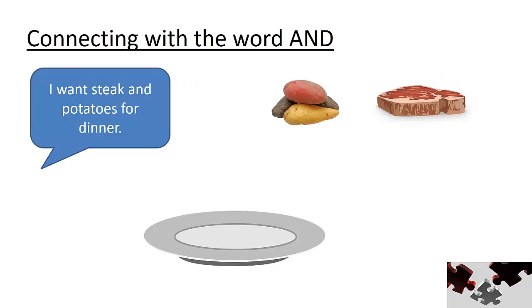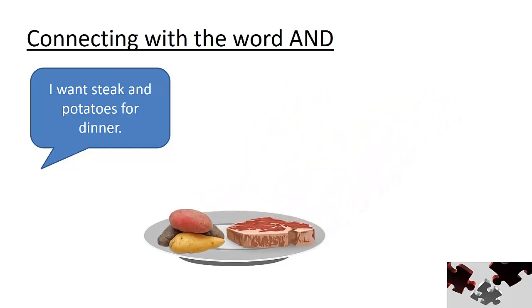What is your intuition when I say I want steak and potatoes for dinner? What food on my plate would make me happy? Well, I'm logically only going to be happy when I get both steak and potatoes on my plate, not just one or the other. So in essence, using the word and logically means I want both.